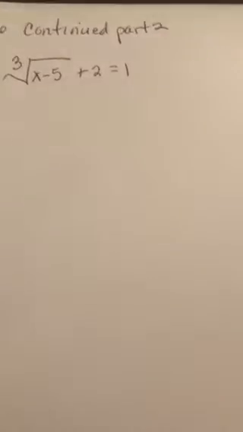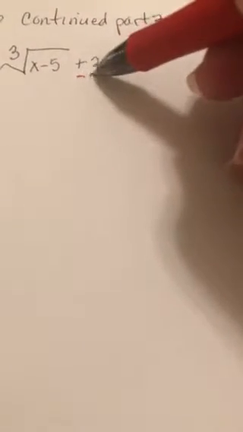Okay, we're going to continue with solving radical equations. And the next one we're going to work on is the cube root of x minus 5 plus 2 equals 1. And we said in the beginning that your first step is to get the radical by itself on one side of the equal sign. So I'm going to subtract 2 from both sides to get that radical alone.